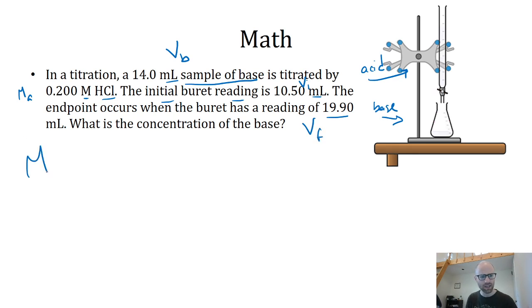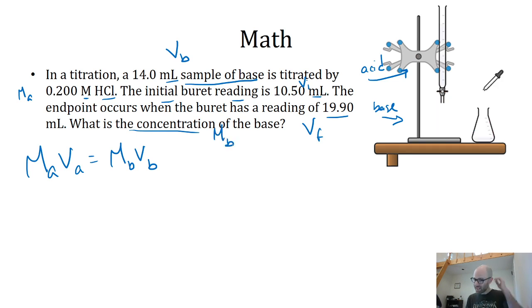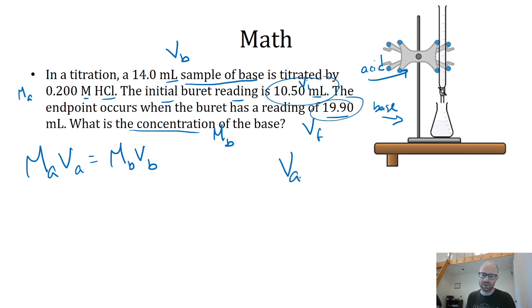So if we want to plug in MAVA equals MBVB, I'm sorry, I forgot one thing. They asked what's the concentration of the base. That's MB. We've got 3 V's and 2 M's, which isn't quite right. I'm also looking at it and I'm missing a VA. However, that's where these two numbers come in. VA, I was going to write V analyte, but the analyte can be either acid or base. So in this case, it's going to be an acid.